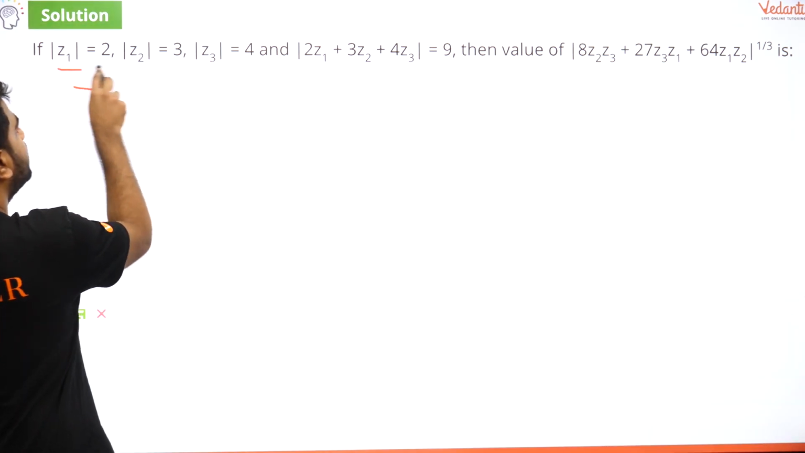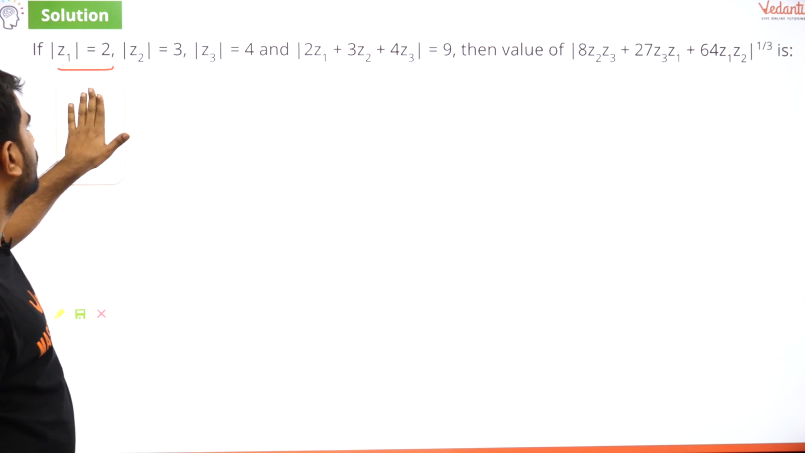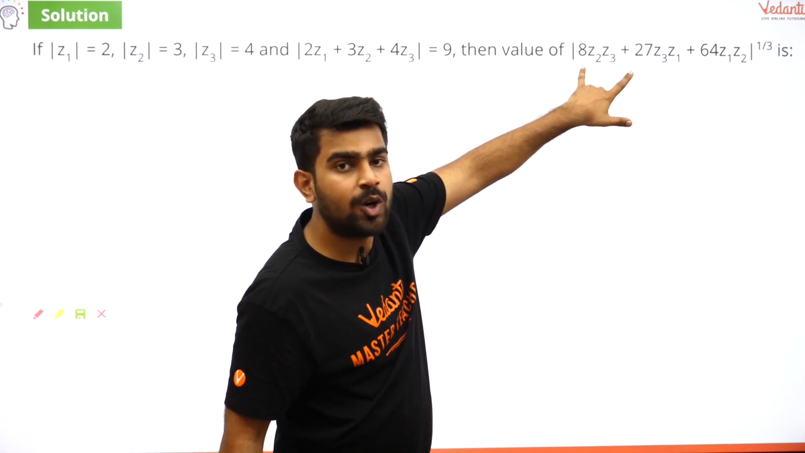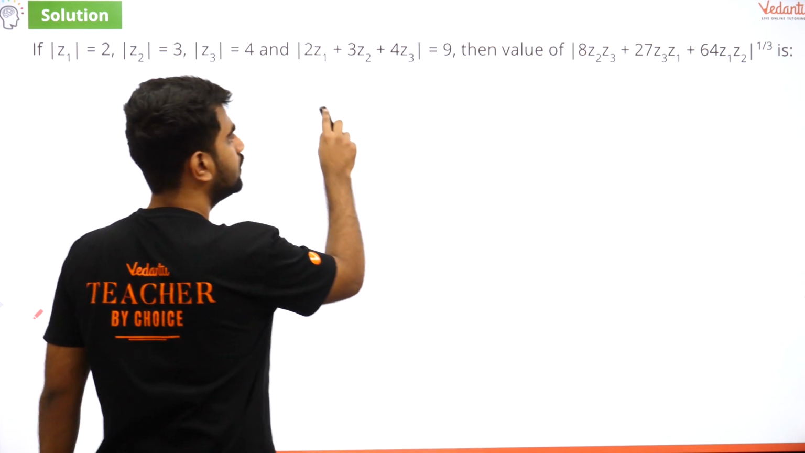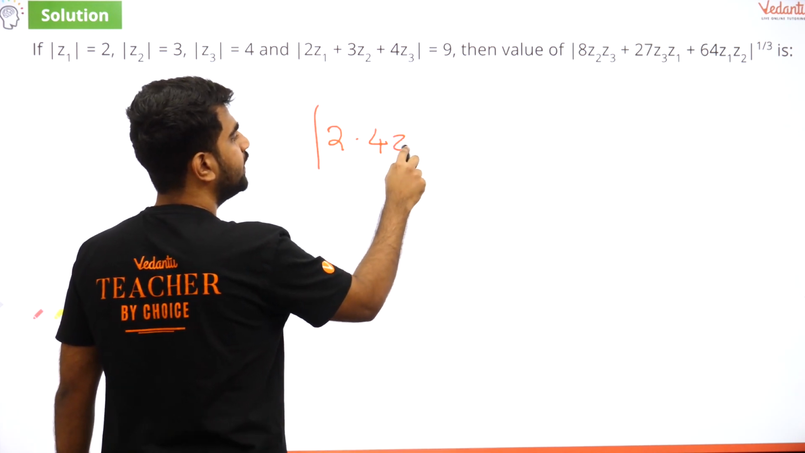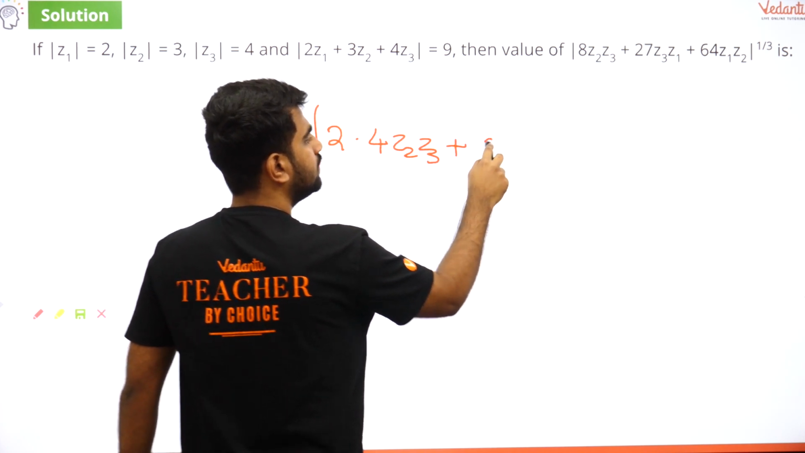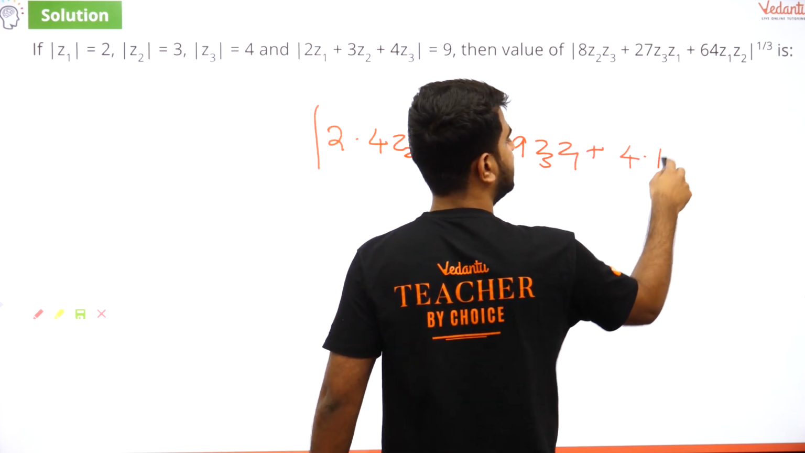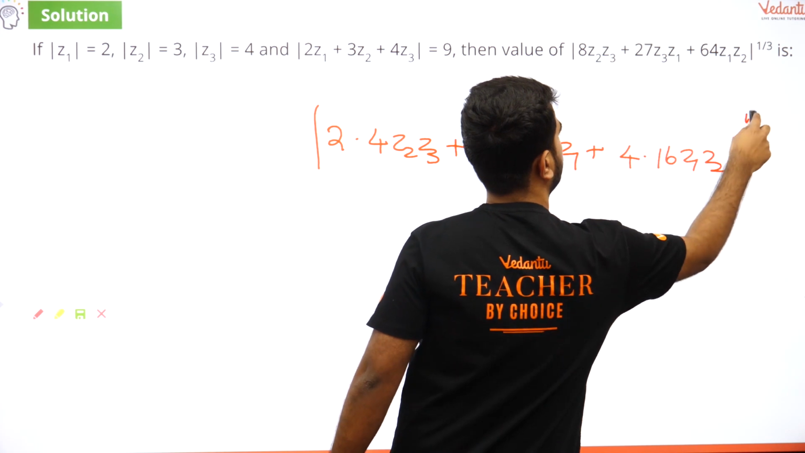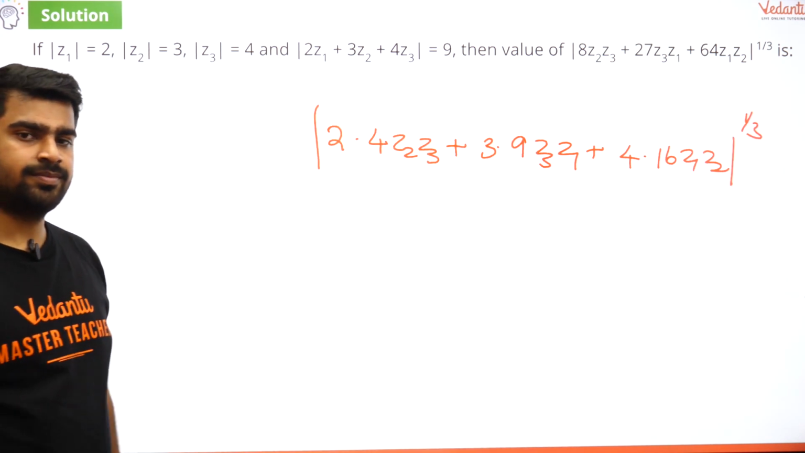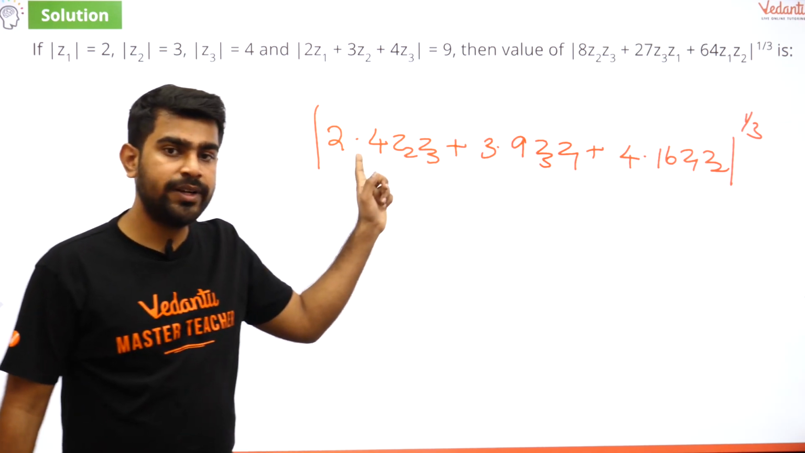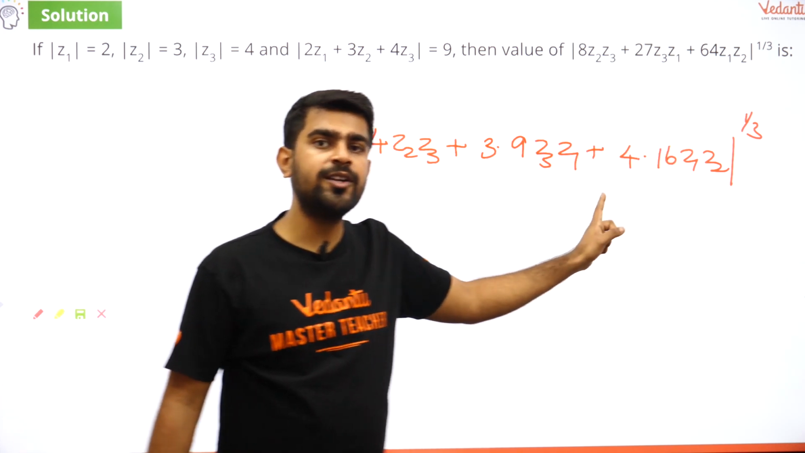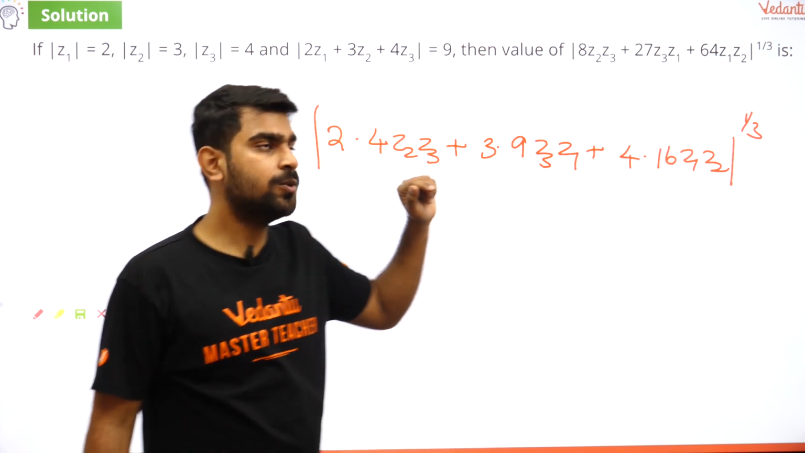The first thing you have to observe is mod of z1 equal to 2. Okay. And mod of z2 equal to 3 and mod of z3 equal to 4. Now can I bring in mod z1 square here? So can I write this as 2 into 4 z2 z3 plus 3 into 9 z3 z1 plus 4 into 16 z1 z2? Can I write it like that? So what did I do? I wrote the 8 as 2 into 4. I wrote 27 as 3 into 9. And I wrote 64 as 4 into 16. There are reasons why I am doing this. You will observe it in a while.